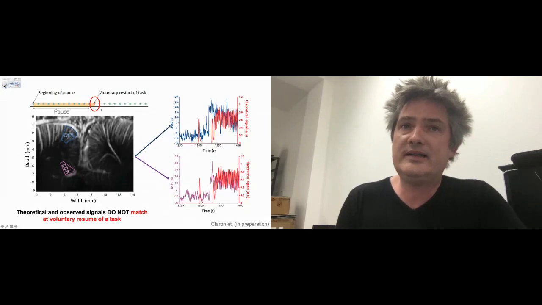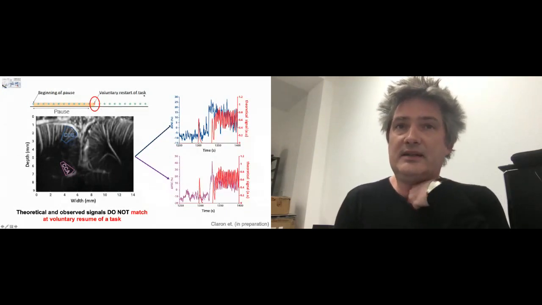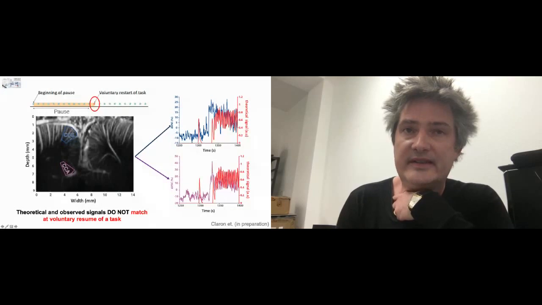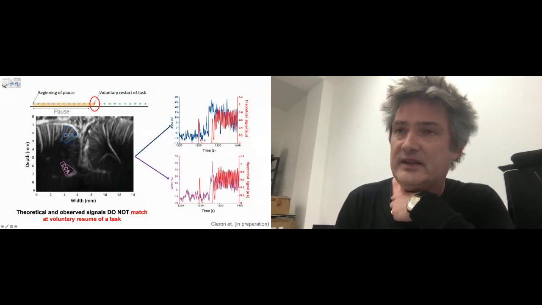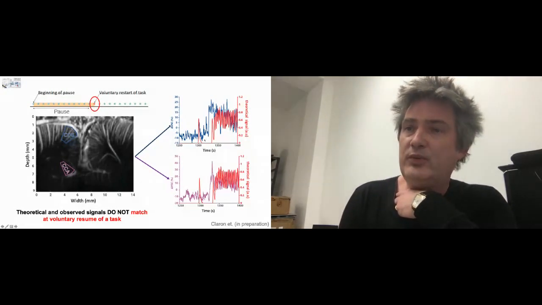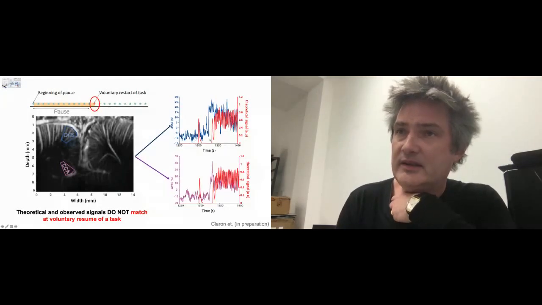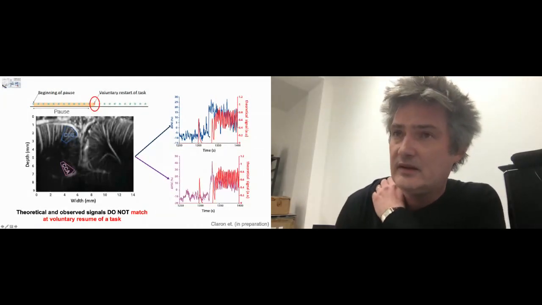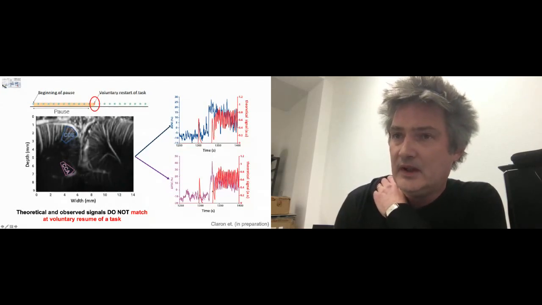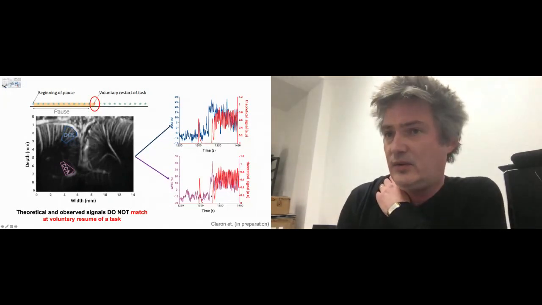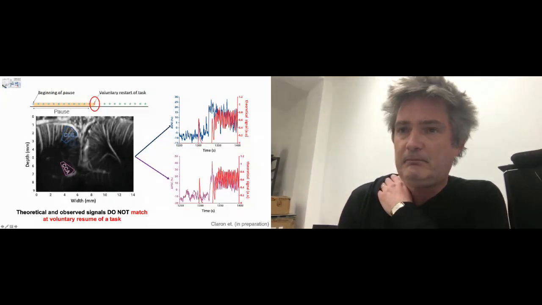Now, let's look at the voluntary restart of the task. If we look at the same comparison, so we compare the activity in the supplementary eye field and the anterior cingulate with the theoretical signal, what we observe is that the theoretical signal and the observed signal have a lag. The supplementary eye field activity restarts much earlier than the theoretical signal, and it's even clearer and stronger in the anterior cingulate.